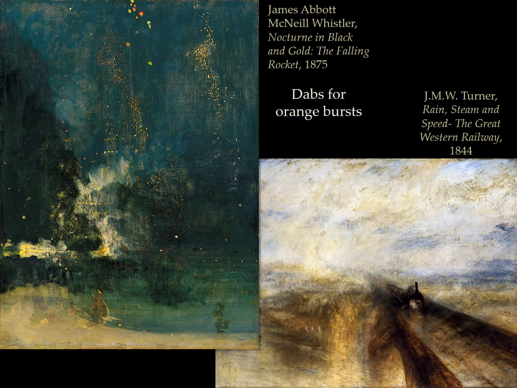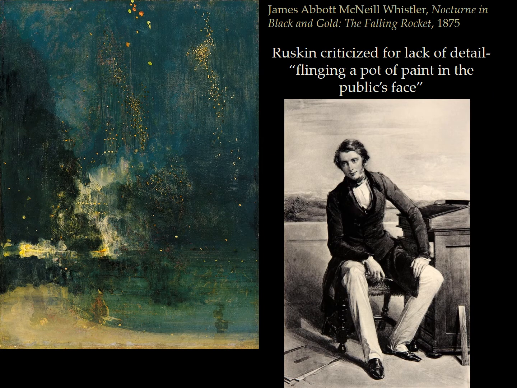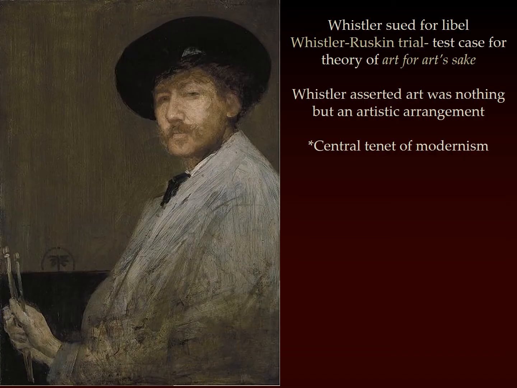Now, we find that not everyone appreciated the aesthetic approach practiced here by Whistler and seen earlier by Turner. We find that the most powerful art critic of the day, John Ruskin, is going to criticize Whistler publicly for his lack of detail and for flinging a pot of paint in the public's face, criticizing him for charging the same amount for this painting as a more traditional realistic academic painting. Whistler in turn sued for libel, and we have following this the Whistler-Ruskin trial, which becomes the test case for the theory of art for art's sake.